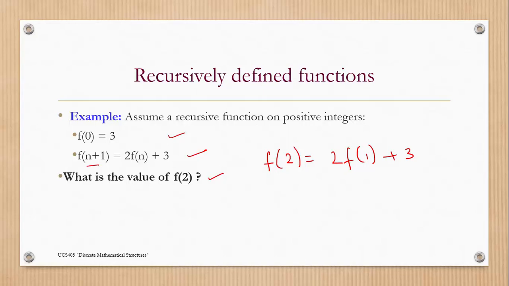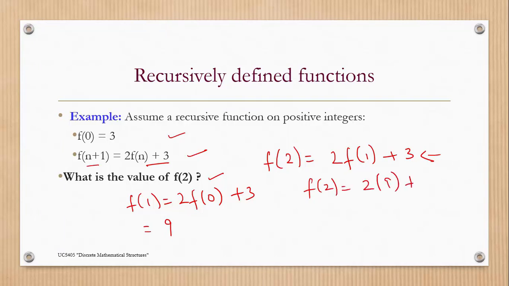So f1 will be equal to, put n is equal to 0 in this equation. We will get f1 is equal to twice of f0 plus 3, which will come out to be 2 into 3 plus 3, which is 9. So put f1 is equal to 9 in this recursion. We will get f2 is equal to twice of 9 plus 3, which is equal to 21.